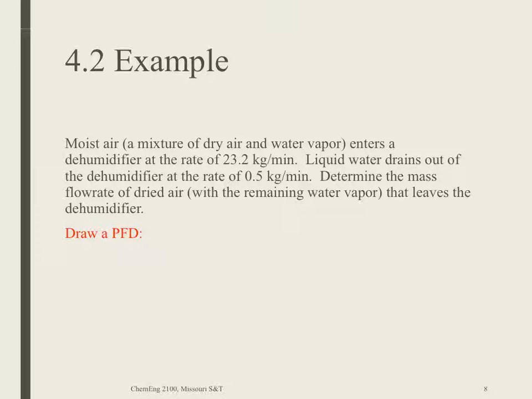Now the next step says draw PFD. So a PFD basically is a box. In this case, the box is the dehumidifier. We are going to draw our feed coming in on this side. And the feed, stream F, I'll call for feed, is 23.2 kilograms per minute. And it contains water and dry air. Now, I don't know exactly how much of each it contains.